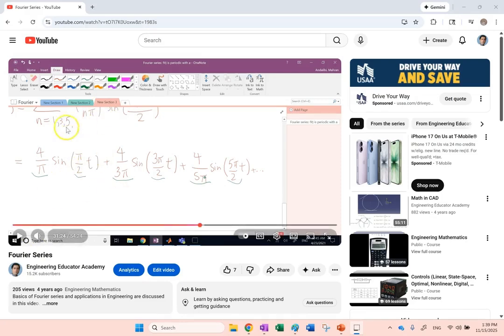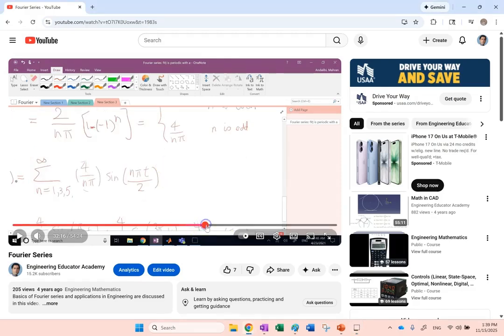And I have applied it to a pulse, and you can see that as the frequencies are increasing, the magnitudes in these frequencies are decreasing. So you go from 4 over pi to 4 over 3 pi to 4 over 5 pi and so on. So the bigger the frequency, the smaller its magnitude.